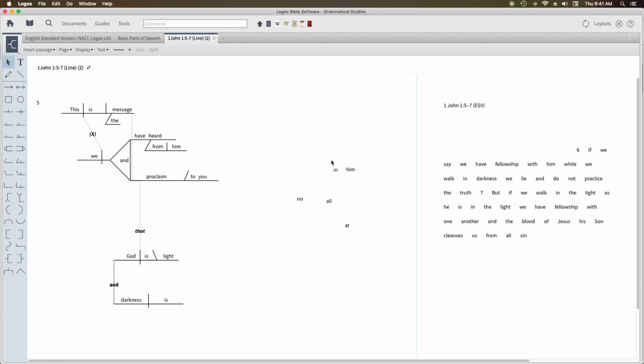Then you've got in him. That's a prepositional phrase, so we have to figure out what it's modifying. Is it modifying darkness, or is it modifying the verb? Well, there is in him no darkness at all. So it's modifying the verb. The preposition goes here, the first one, which is a modifier, and him goes as the object, because it is the object of the preposition.